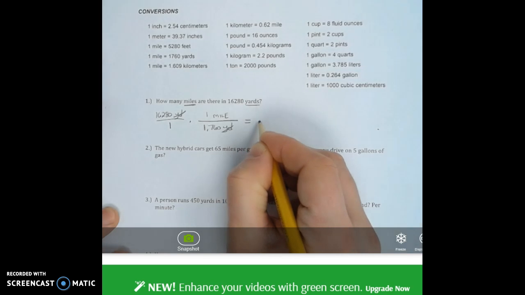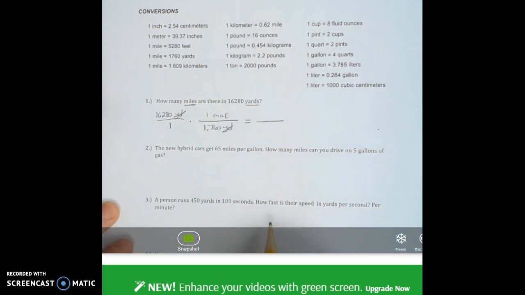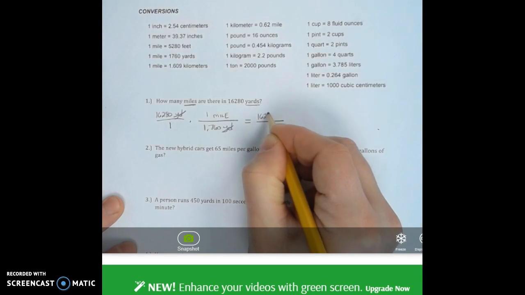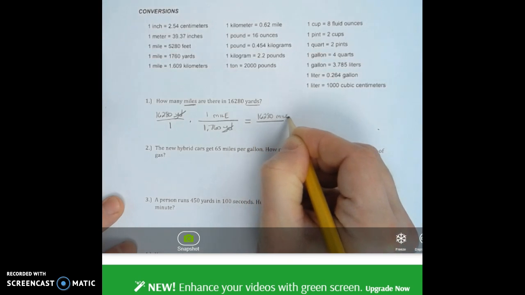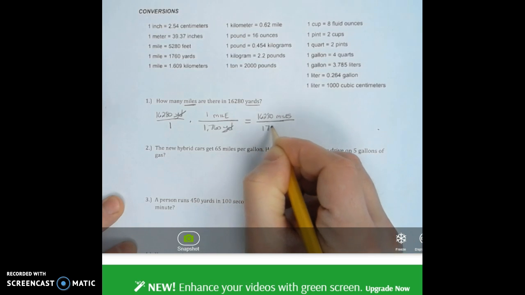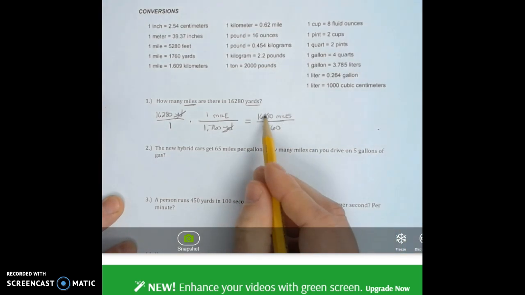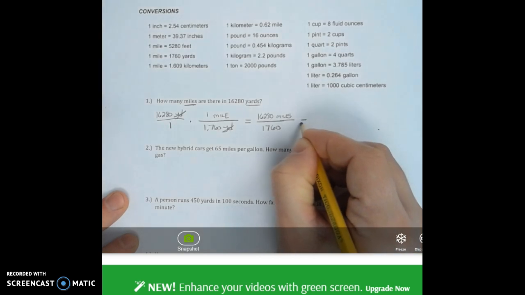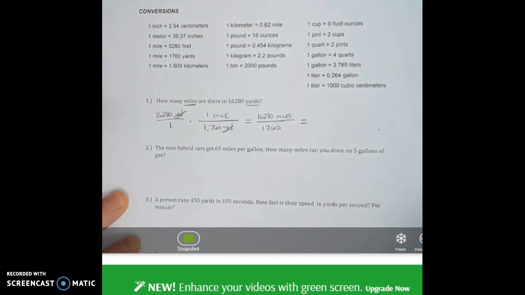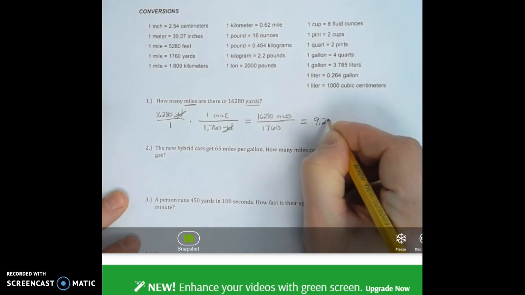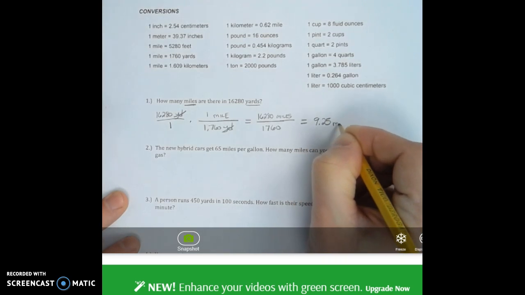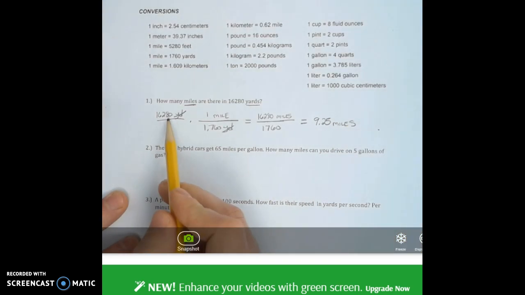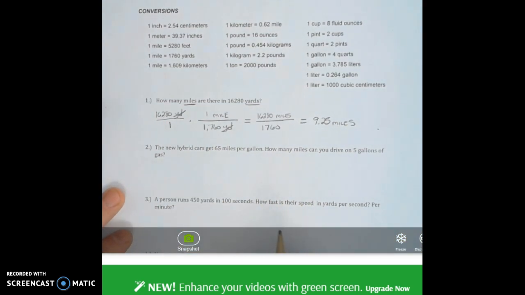And so now what I have to do, if I go through and I do this multiplication, well, I'm going to have 16,280, and now it's miles. But in my denominator, I have 1,760. And so to answer this question, I'm going to do that division. 16,280 divided by 1,760. And if you were to punch that into your calculator, that would give you an answer of 9 25/100, or 9 1/4 miles. So through this conversion, I was able to find out that in 16,280 yards, there's 9 1/4 miles.